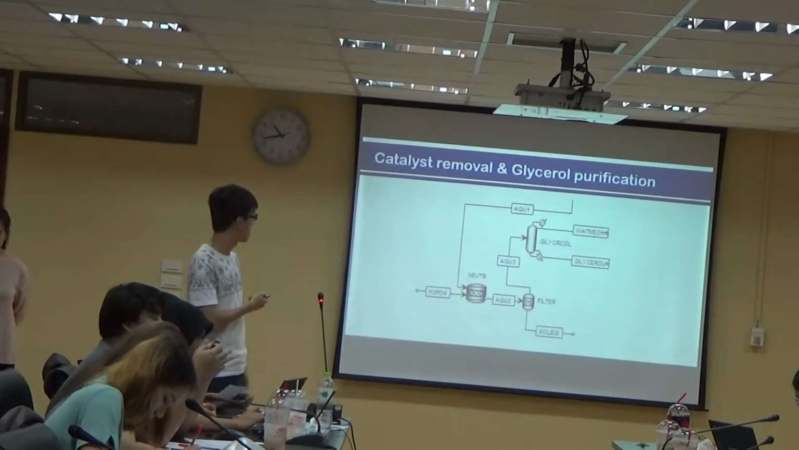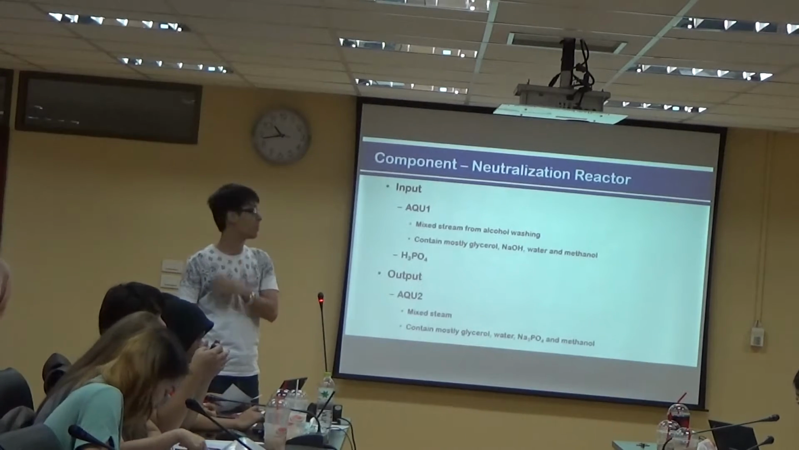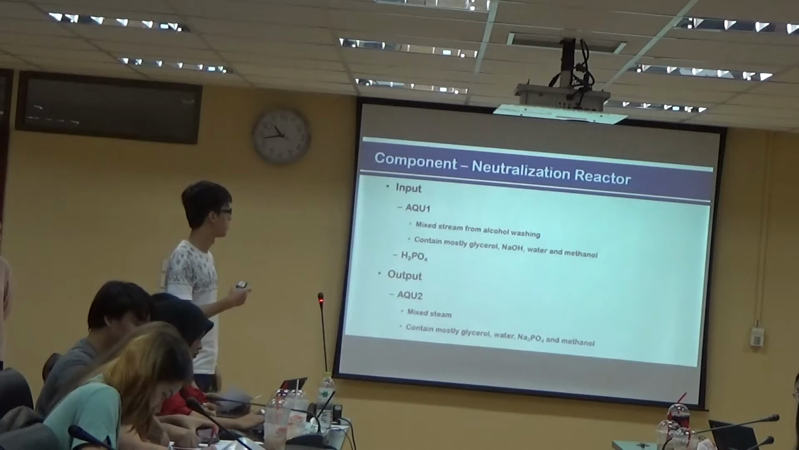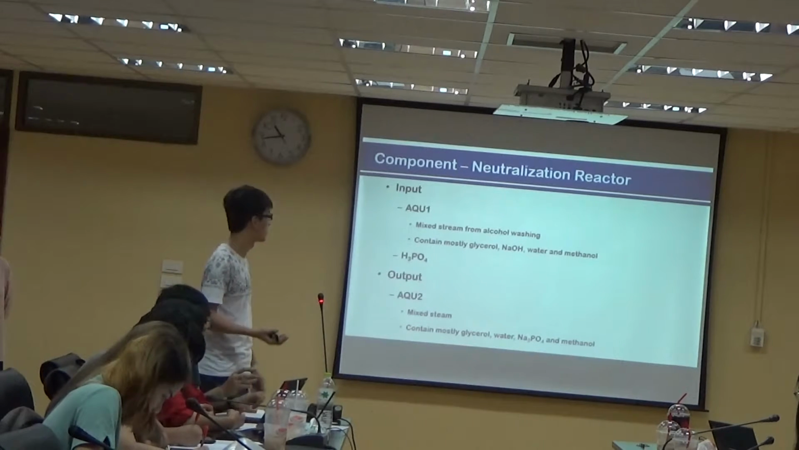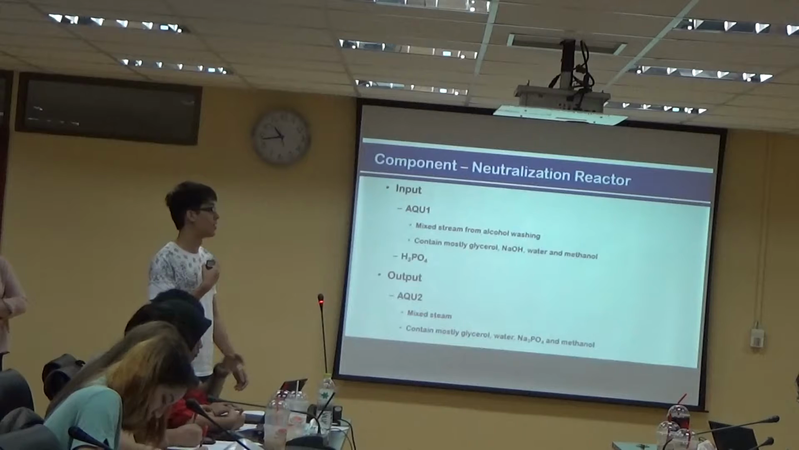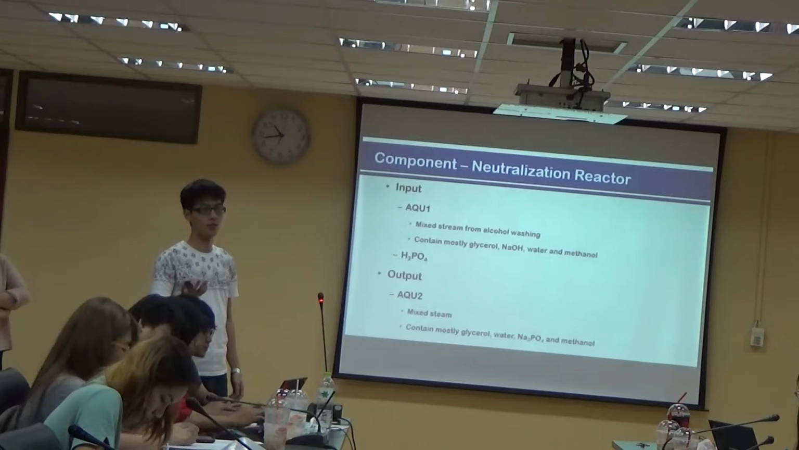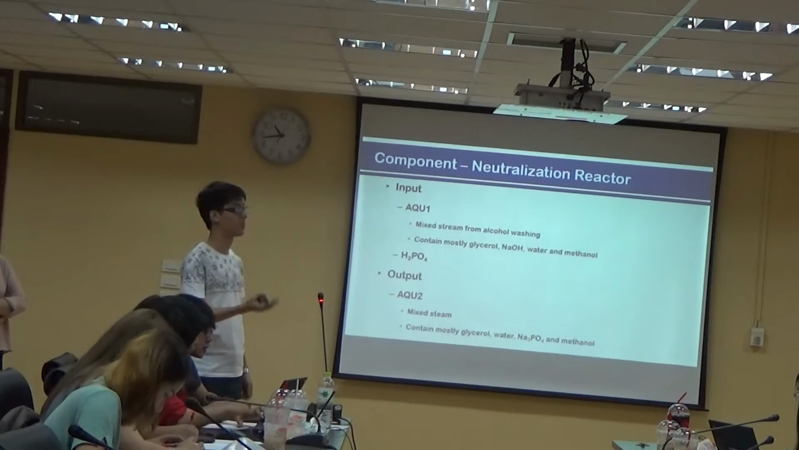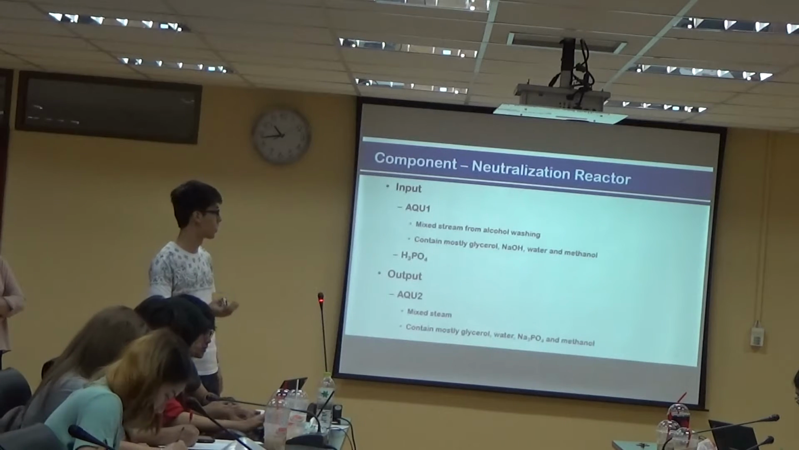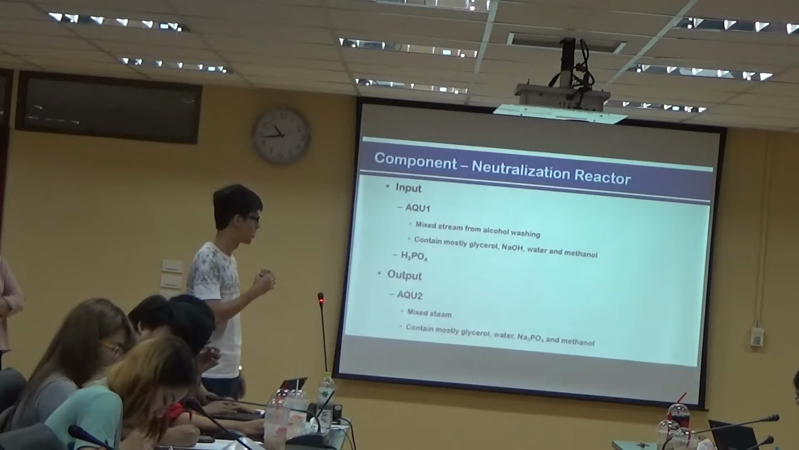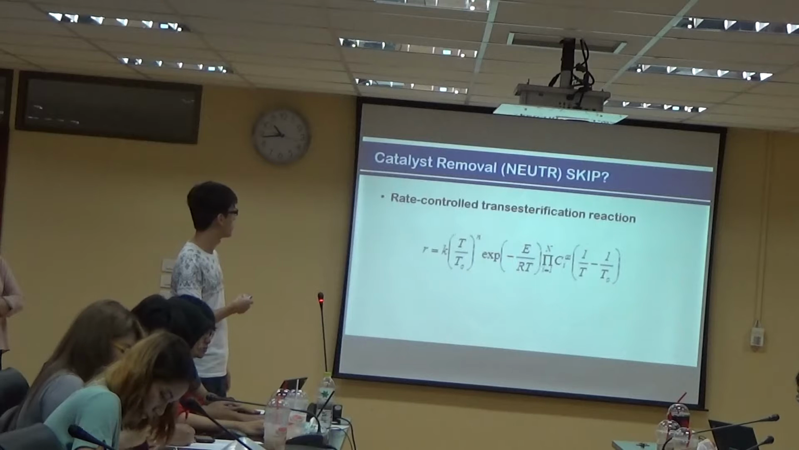catalyst modifications. So we'll start from the first one with the neutralization reactor. This is for the catalyst removal. And the input will be from the AQ1. It's a mixture from the alcohol washers, and it contains sodium hydroxide, water, and methanol. And they also have a catalyst like phosphoric acid in the process. And the output will be the mixture which contains mostly glycerol, water, trisodium phosphate, and methanol.